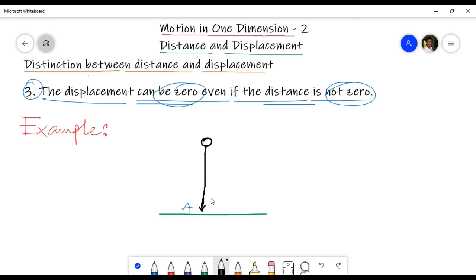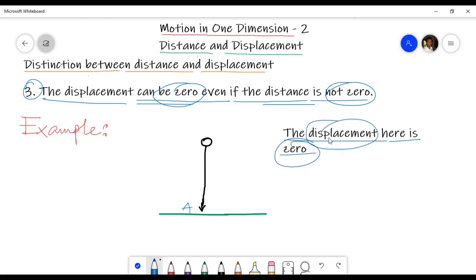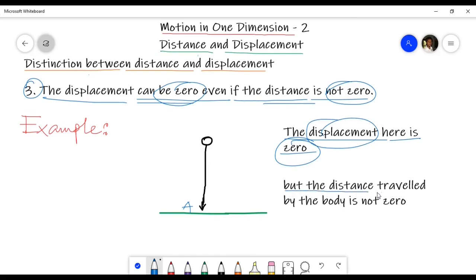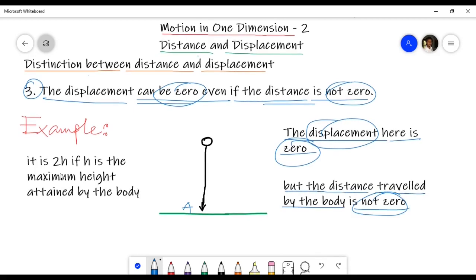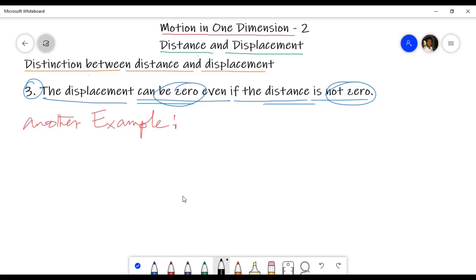Why? You see that the body is falling downwards. The displacement here in this case is zero, but the distance traveled by the body is not zero. It is 2h. H refers to height, if h is the maximum height attained by the body. You see that point A is where it started and point A is where it ended. So initial and finish point is the same. So displacement is zero, but distance will not be zero.